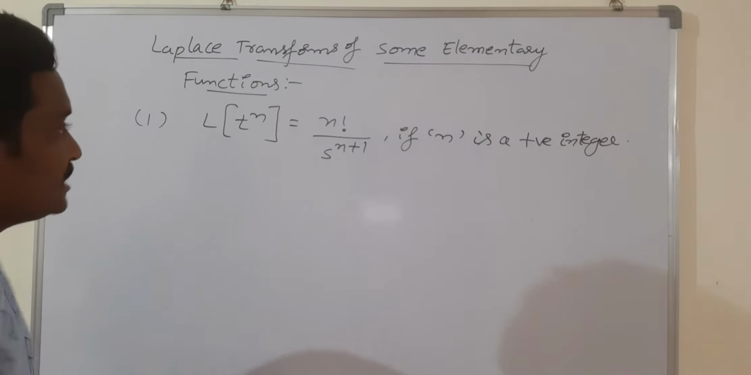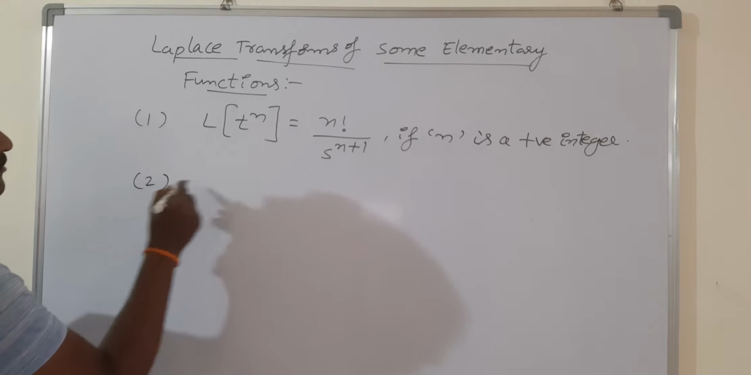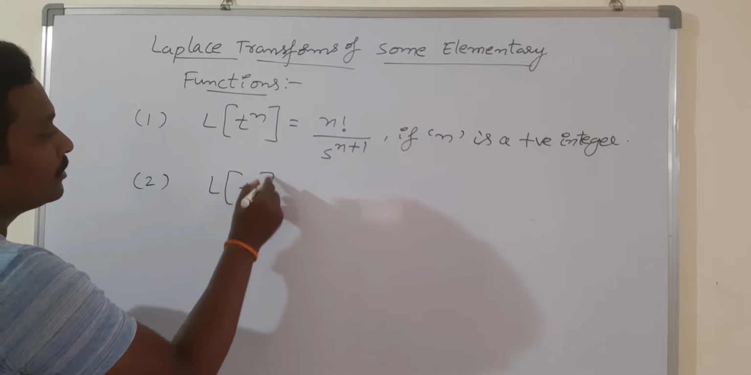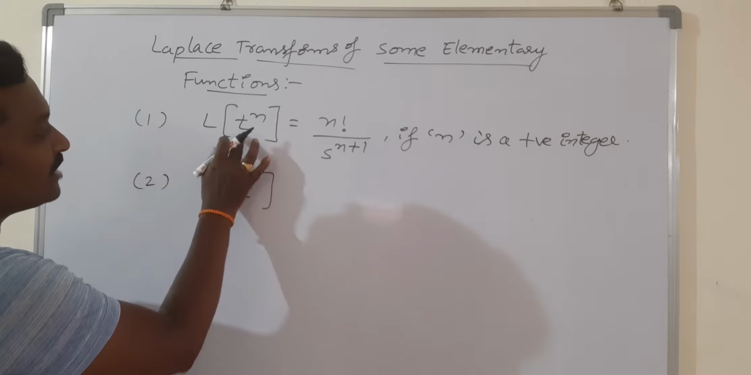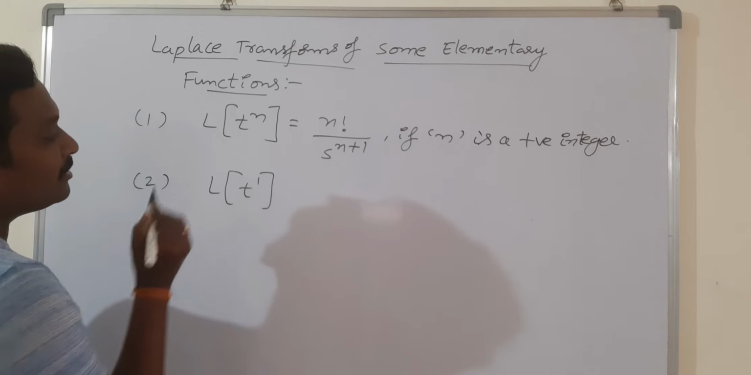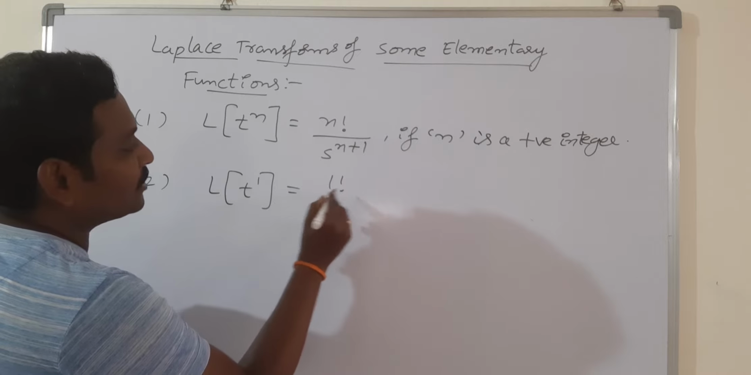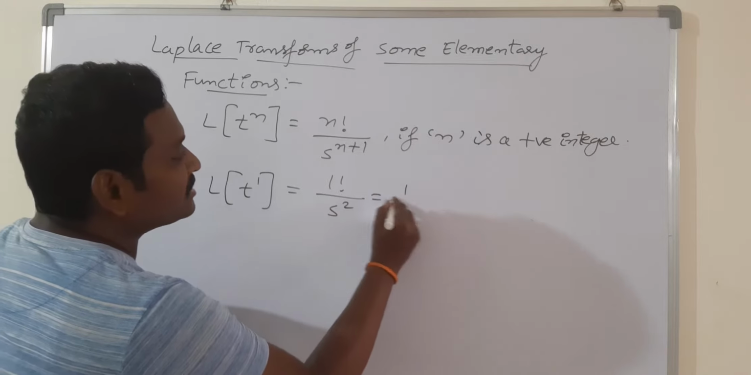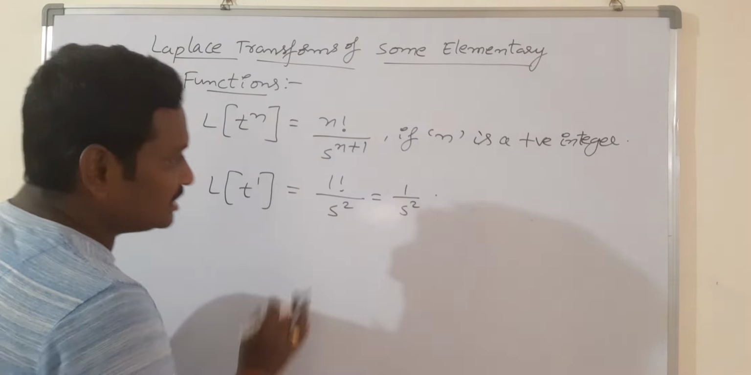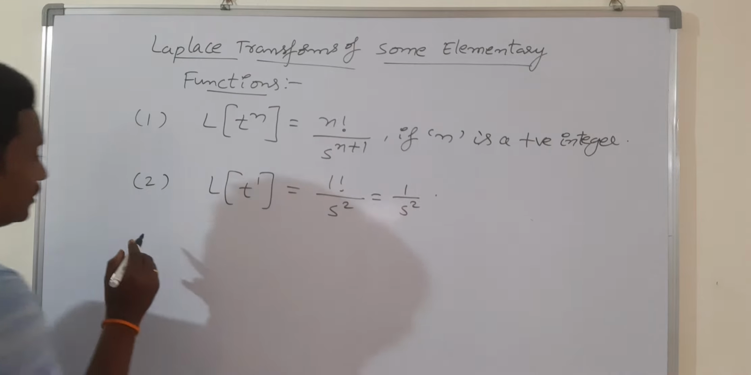So by using this property, you will get another one which is L of t. L of t is also in the form of t power n, where the n value is 1. That's why it is 1 factorial by s square, simply 1 by s square. This is another formula, for L of t.